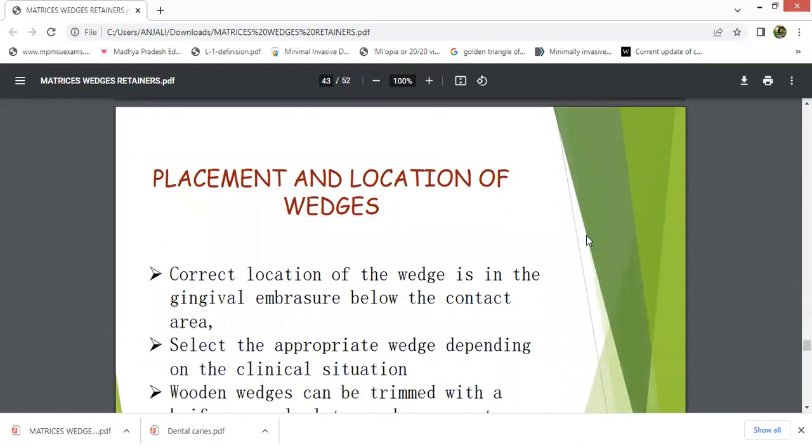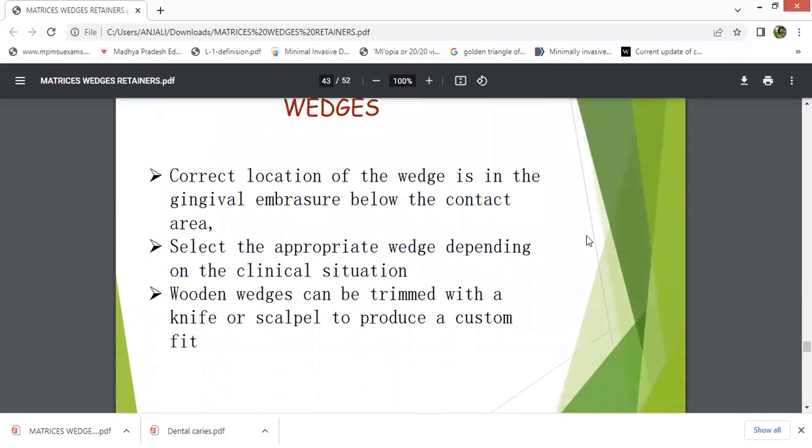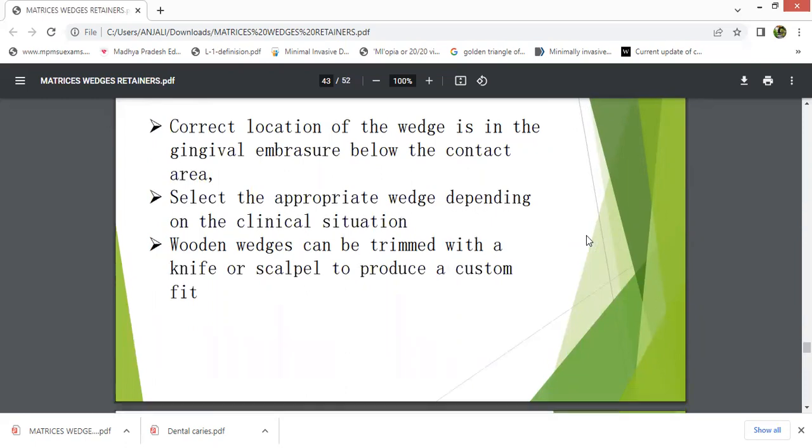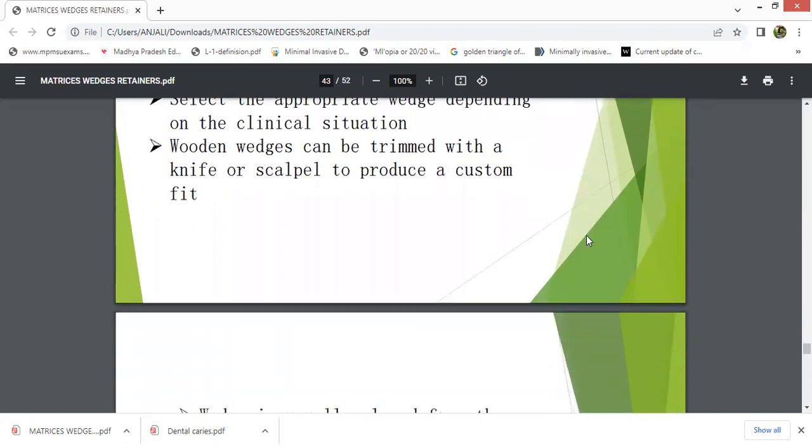Next, placement and location of wedges. So the correct location of the wedges is in the gingival embrasure below the contact area. Select the appropriate wedge depending on the clinical situation. Wooden wedges can be trimmed with a knife or scalpel to produce a custom fit.